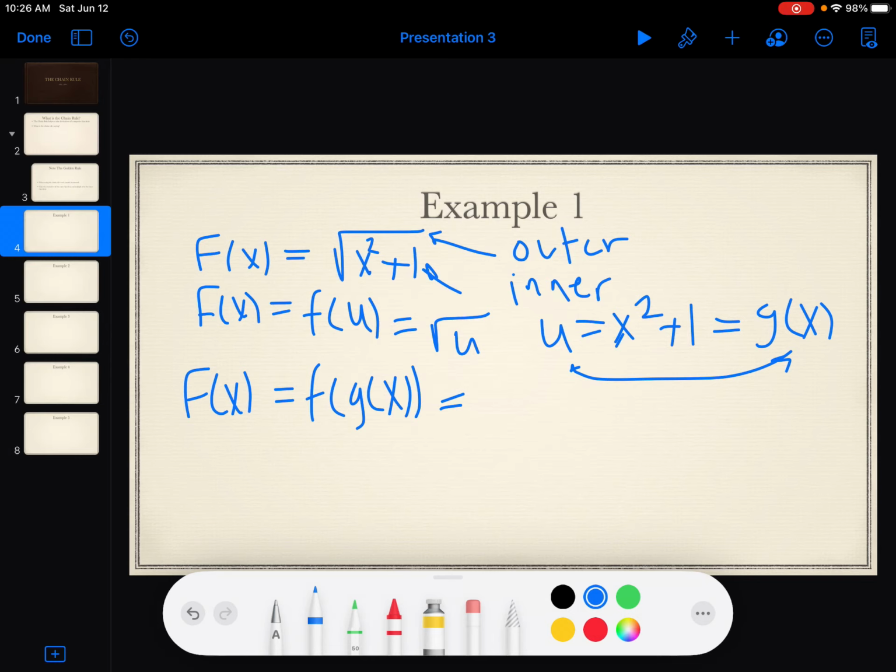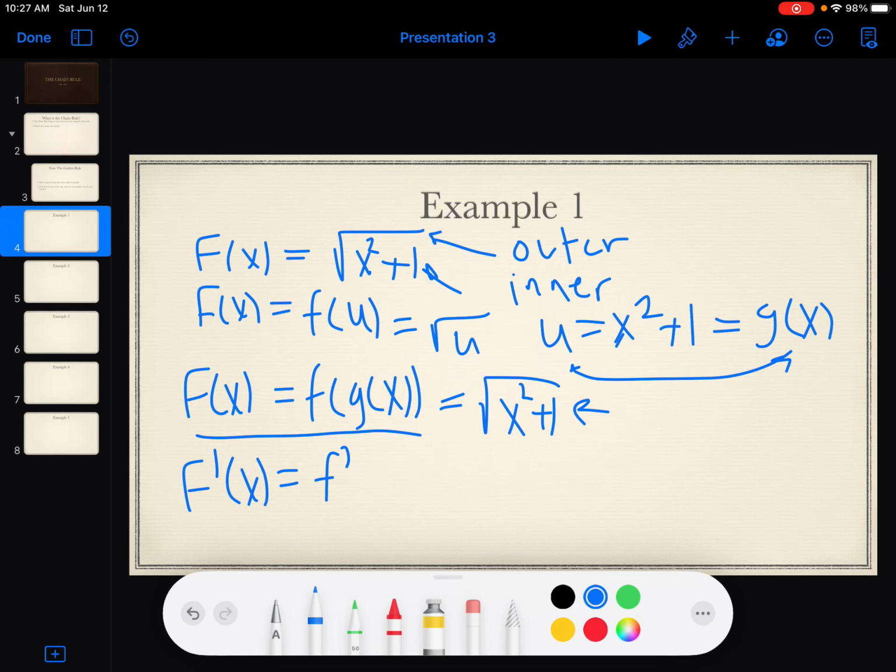We're going to be working with a little bit of notation rather than just numbers right away, just because I'm going slow in this first example. So substitute g of x in for u. And basically, g of x is x squared plus 1. Ignore this for a moment. Let's just work with the notation. So I want to find f prime of x. And, well, what did we say? We said outside in. So we take the derivative of the function f, and then multiply it by the derivative of g.